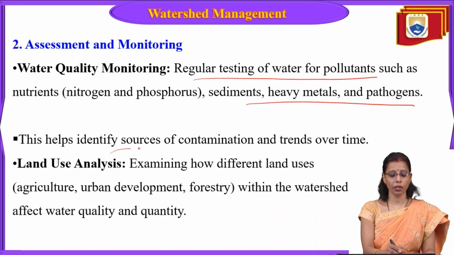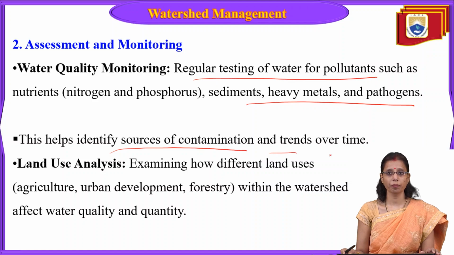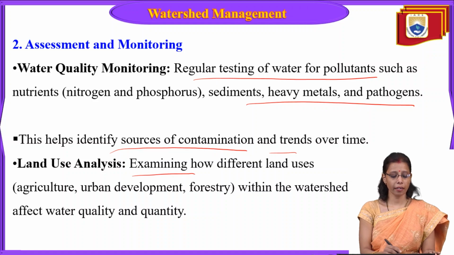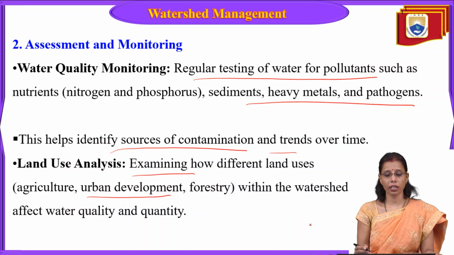So this helps to identify the sources of contamination and trends over a period of time. Now, land use analysis: examining how different land uses like agricultural, urban development, and forestry within the watershed affect the quality and the quantity of the water. So what is land use?